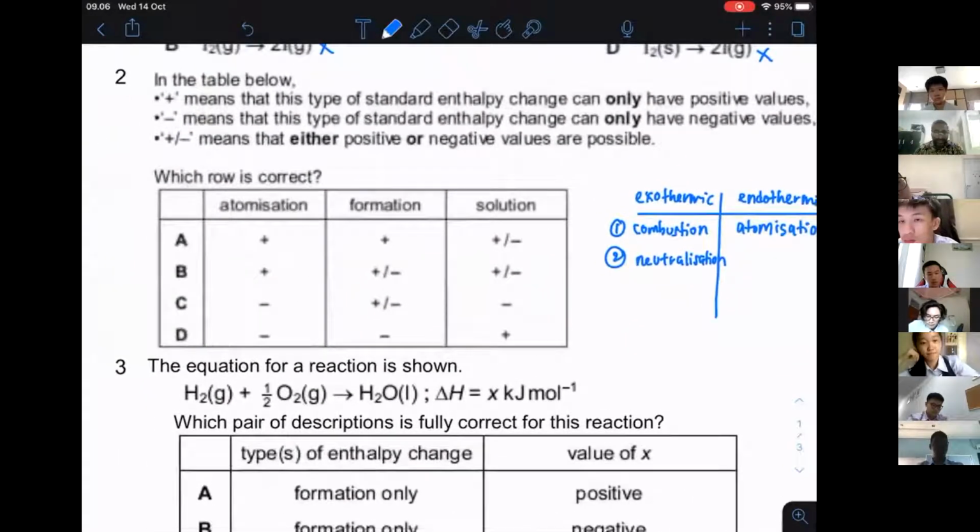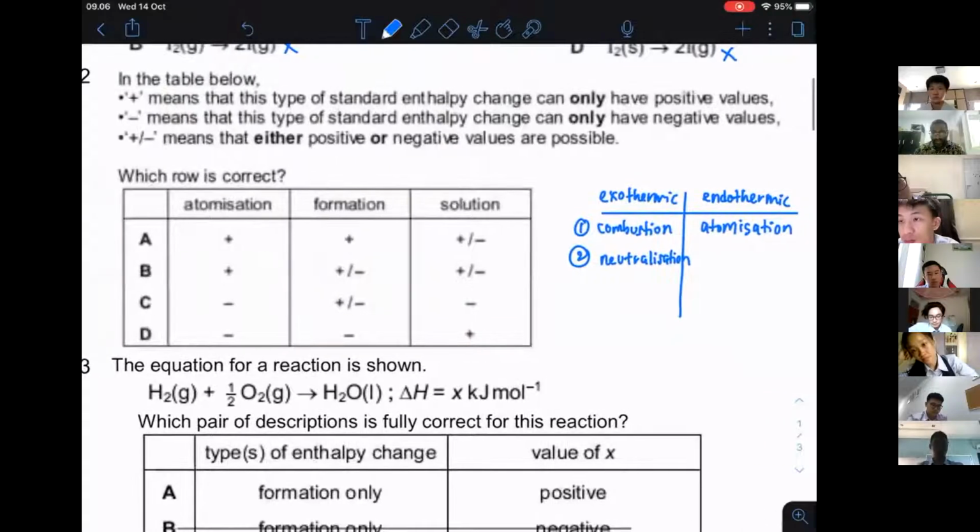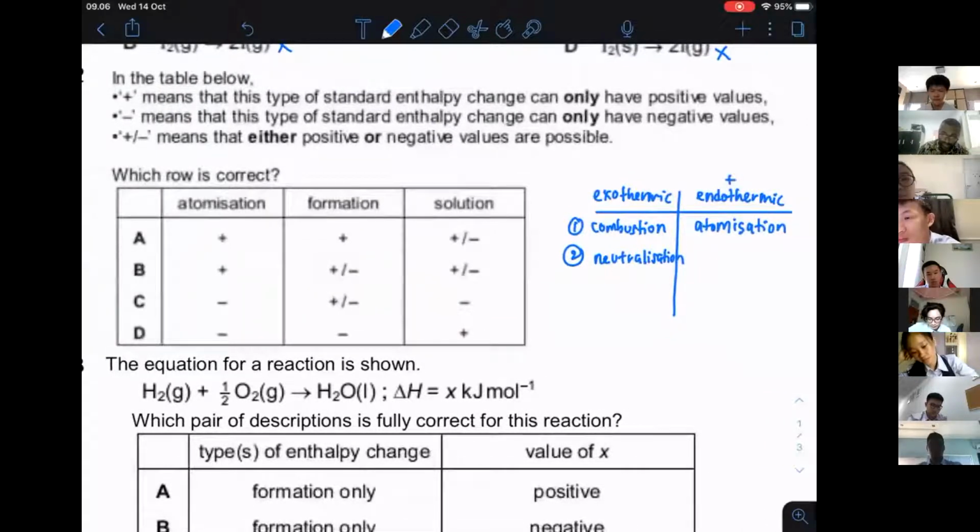Here, atomization is always endothermic. Therefore, it is always positive. So must be always positive. C and D will not be the answer. Now, for formation, they are not here. It means formation can be either positive or negative. So this one will be the answer.